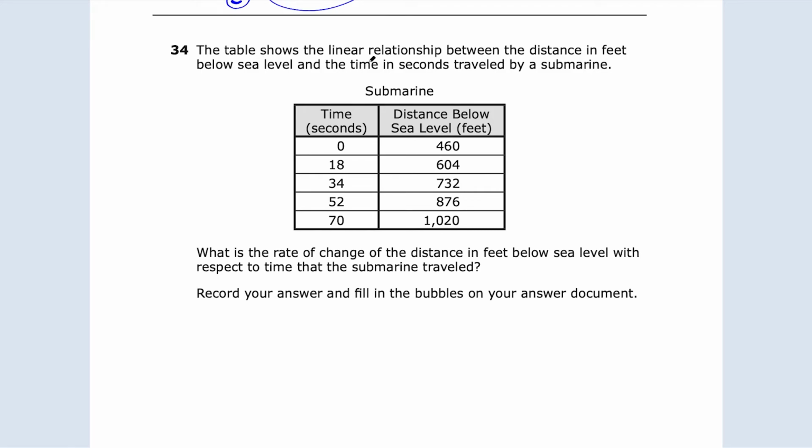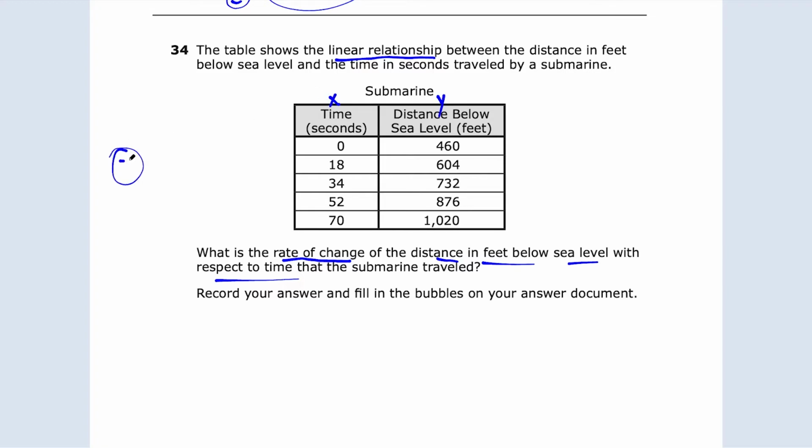So question 34, more slope. The table shows the linear relationship between the distance in feet below sea level and the time in seconds traveled by the submarine. What is the rate of change, which means slope, of the distance in feet below sea level with respect to time that the submarine traveled? So in a sense, what I'm thinking of is if we're looking for the rate of change in distance with respect to time, this is acting almost as our y values, and this is acting as our x values.